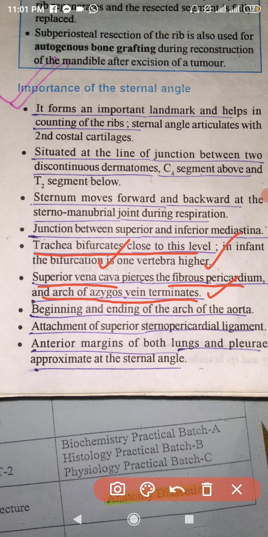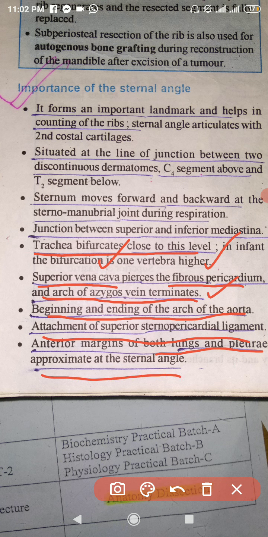Number seven, here you will find the beginning and end of the arch of the aorta. We already discussed the relationship of the posterior surface of the manubrium sterni, and here I showed you the arch of the aorta. So the arch of the aorta starts and ends at the sternal angle. Number eight, attachment of the superior sternopericardial ligament. This is one ligament, and it is not so important. And number nine, the anterior margins of both lung and pleura approximate at the sternal angle.